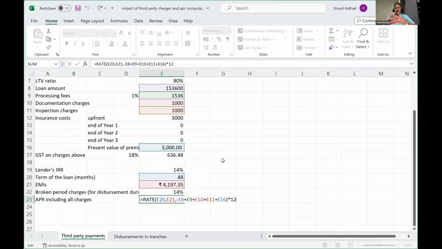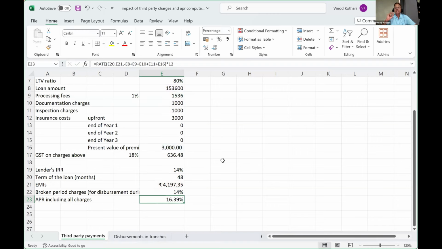You can have an IRR formula. The IRR rate just gives the same result, multiplied by 12 to annualize it. As you can see, the word is annualized percent. Therefore, I multiplied by 12 to annualize that. I get a rate of 16.39.